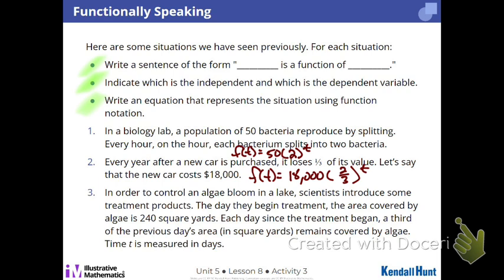I remember this problem. Who can give it to me in a function sentence? Hadley: The area of the algae is a function of time. Yep, the area of algae is a function of time. What's dependent and independent, Willa? The area of the algae is dependent on the number of days since they started treating. Yeah, so the area of algae depends on the days.